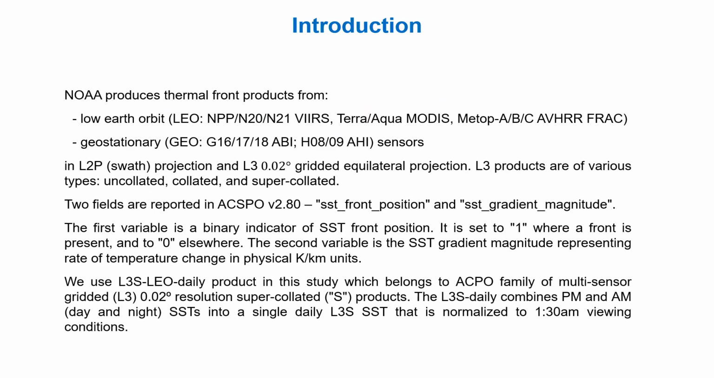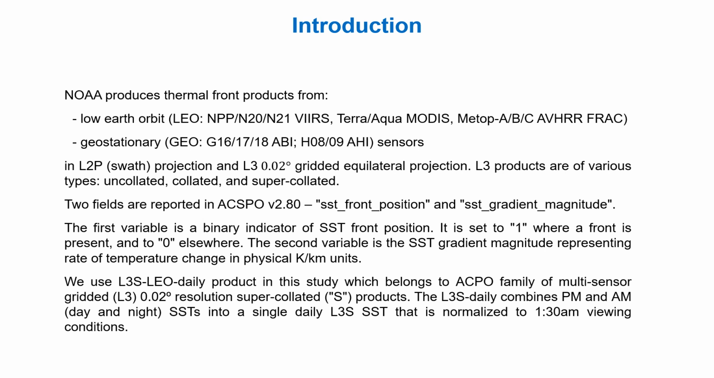NOAA produces thermal front products from various sensors on board polar orbiter and geostationary platforms in original level 2P swath projection and level 3 0.02 degree gridded equirectangular projection. Level 3 products are of various types: uncollated, collated, and super-collated.